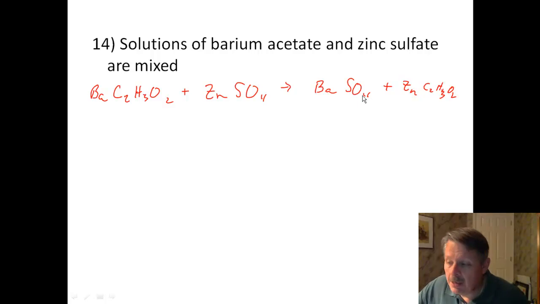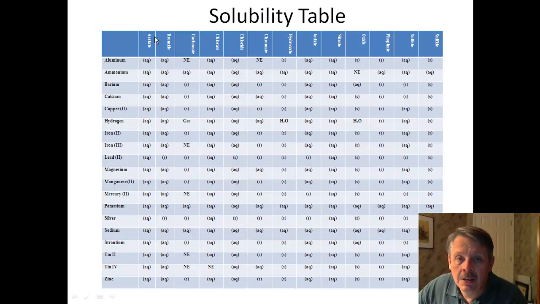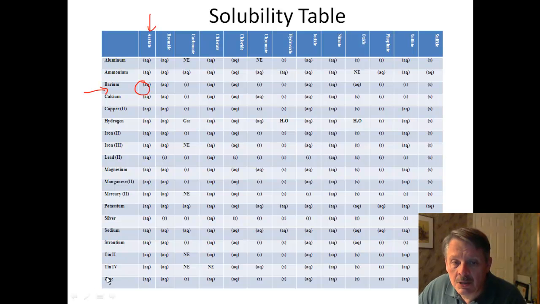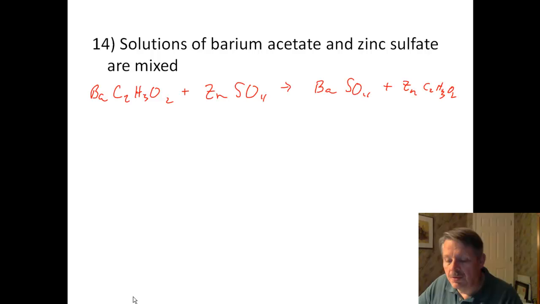We have barium acetate. Let's look at barium for a second. There's barium, there's acetate, and that's aqueous. Okay, and then we have zinc and sulfate. So we have zinc, which is the last one. And we have sulfate, which is here. And so we have zinc sulfate, which is aqueous. And that means we just check out the other corners of our squares. And we have a sulfate. We have a solid for barium sulfate. And everything else is going to be aqueous.